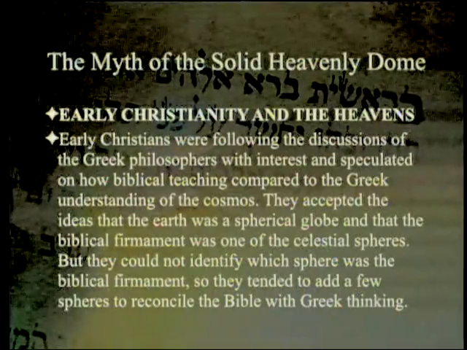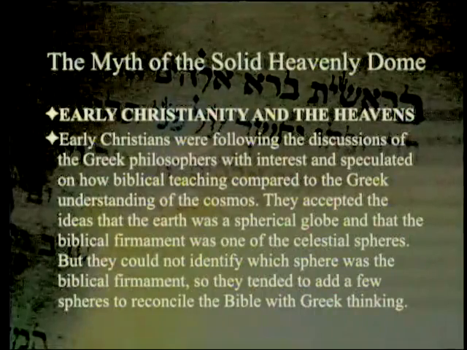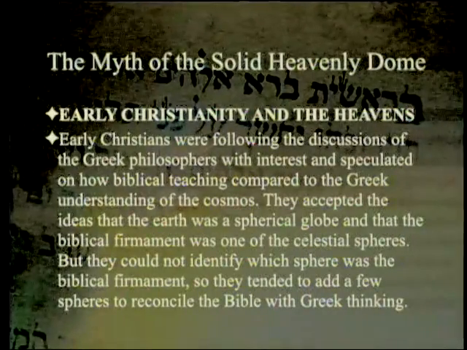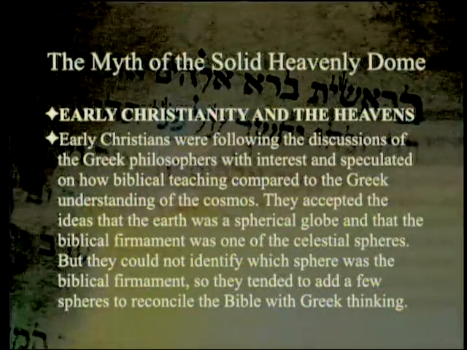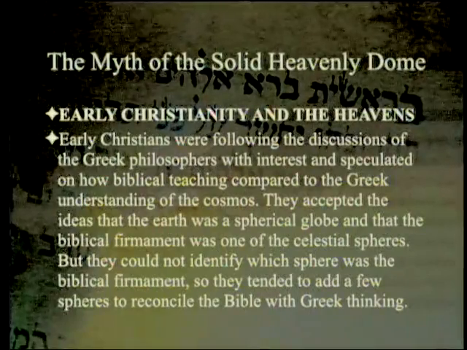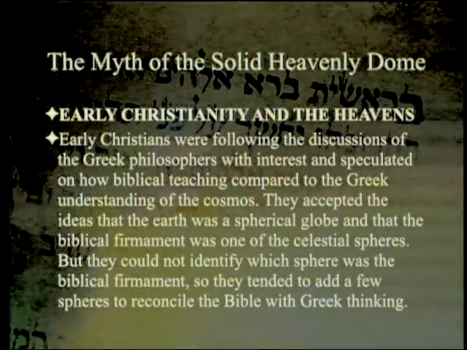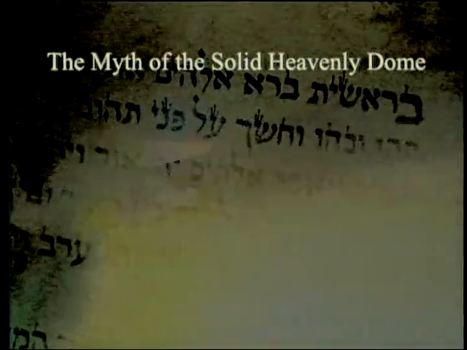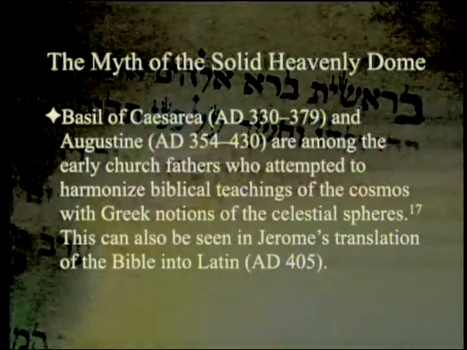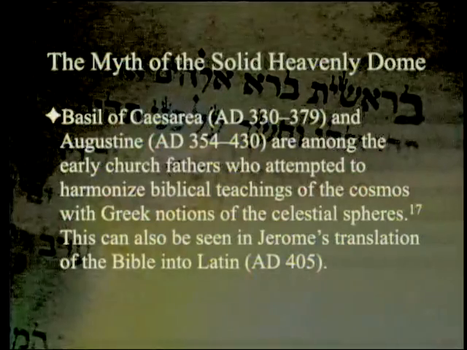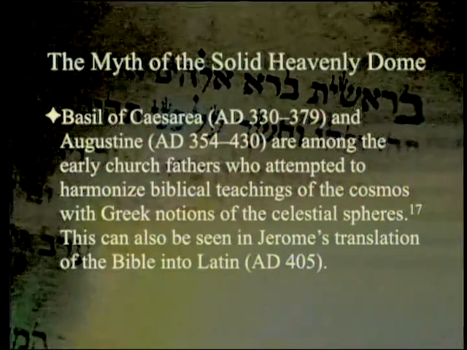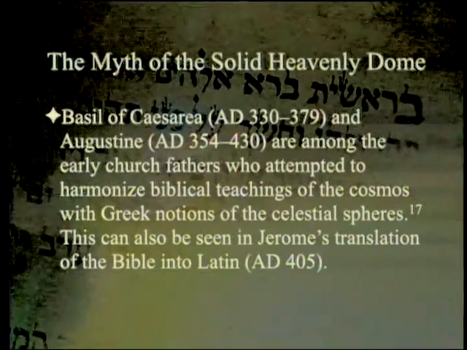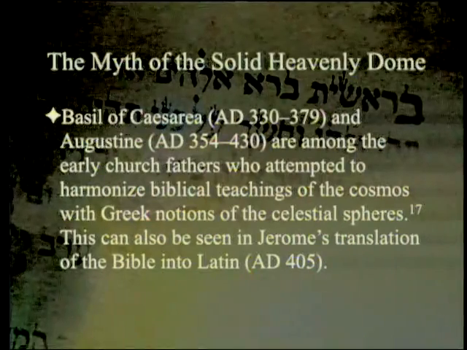They accepted the ideas that the earth was a spherical globe and that the biblical firmament was one of the celestial spheres. But they could not identify which sphere was the biblical firmament, so they tended to add a few spheres to reconcile the Bible with Greek thinking. Basil of Caesarea and Augustine are among the early church fathers who attempted to harmonize biblical teachings of the cosmos with Greek notions of the celestial spheres.